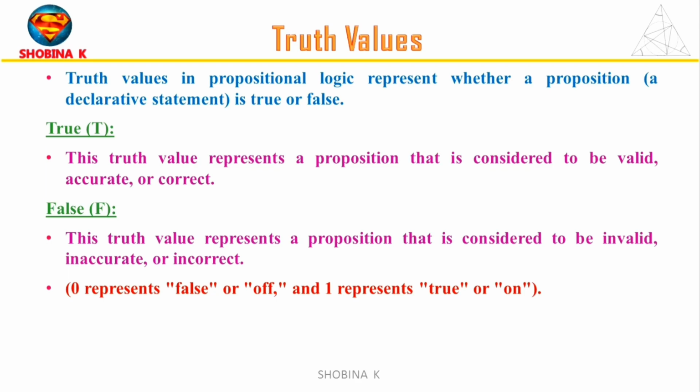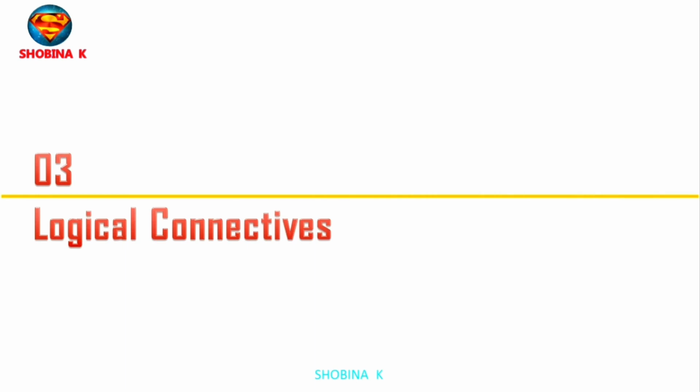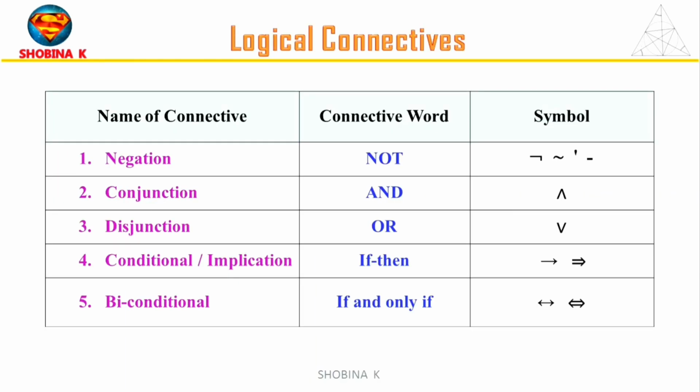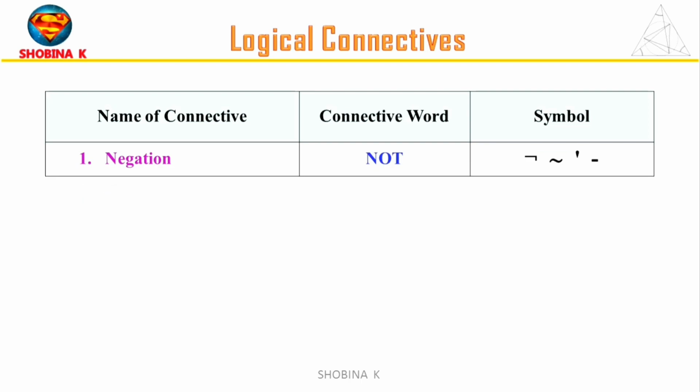Now let's move on and understand the logical connectives and their role in combining propositions. Logical connectives are also known as logical operators or logical symbols, which are fundamental components of propositional logic and predicate logic. They are used to combine and modify propositions to create more complex statements. Here is a list of common logical connectives along with their names, connective words, and symbols. First we have negation. The connective name is negation, the connective word is not, and the symbol is not or tilde.